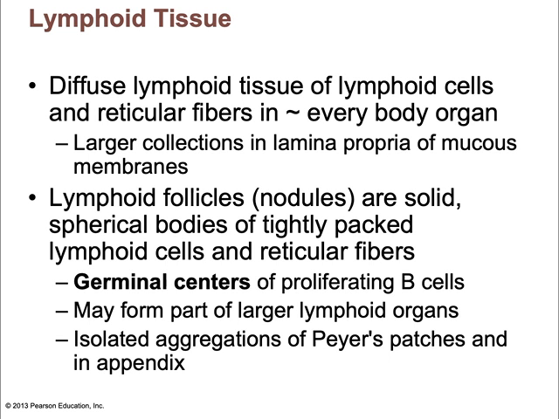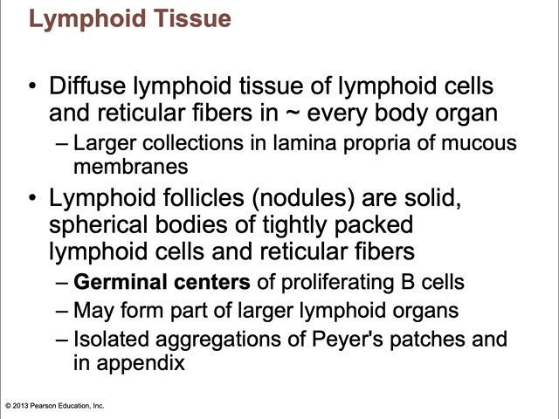Diffuse lymphoid tissue and lymphoid cells and reticular fibers are in almost every body organ. There's a lot in the lamina propria of mucous membranes for a very simple reason. Number one, lamina propria is loose connective tissue, which allows for the movement of these white blood cells so that they can more effectively fight pathogens. But number two, the lamina propria is generally going to be in the walls of body systems that are exposed to pathogens from the outside environment, such as in the digestive system.